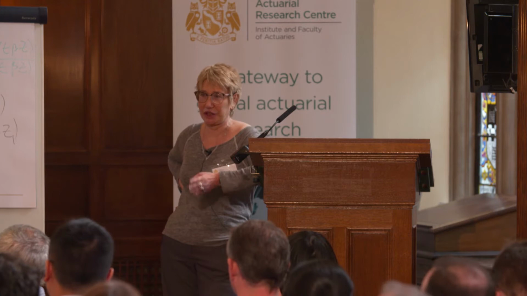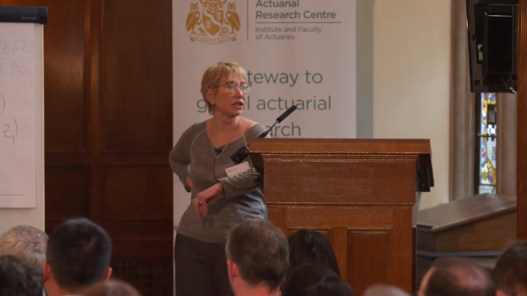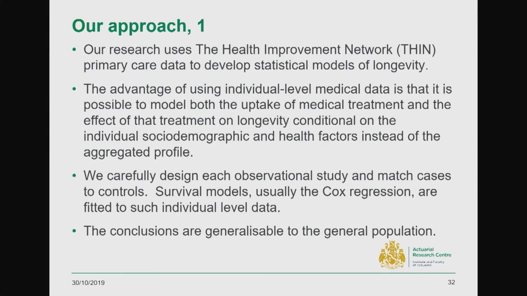So there is quite a strong effect of general practice there in the data. That's why we do this matching. So we get, say, one case and 3 controls from the same general practice. And then we would try to fit survival models, Cox regression, or something more complicated to this individual level data. And because of this, we believe that our conclusions are generalizable to the general population.